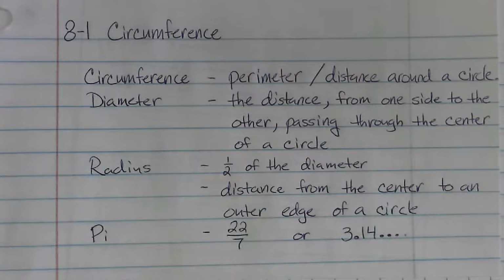First of all, circumference. That's the perimeter of a circle, the distance around a circle. So imagine there's a little circle, and an ant walks all the way around the perimeter. The distance he walks, that's the circumference.